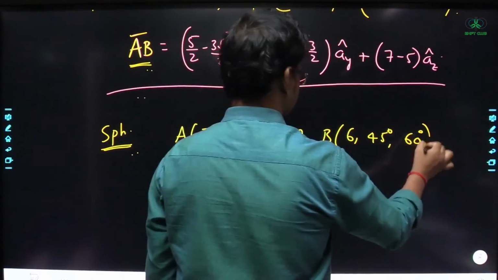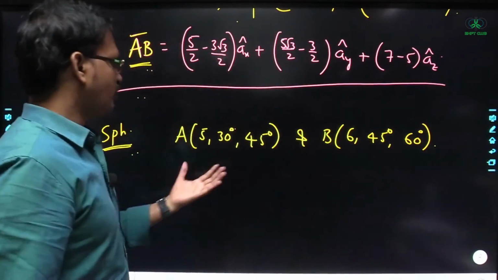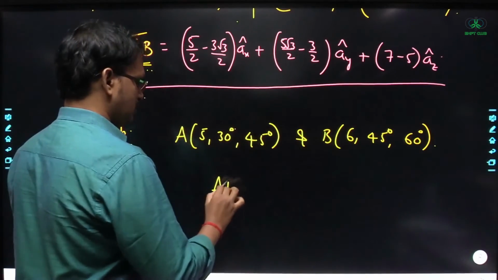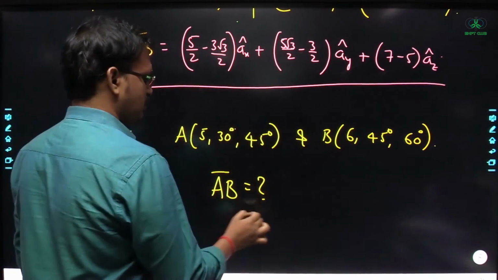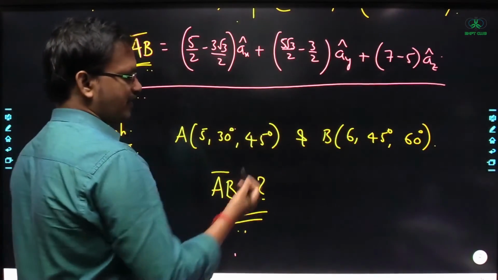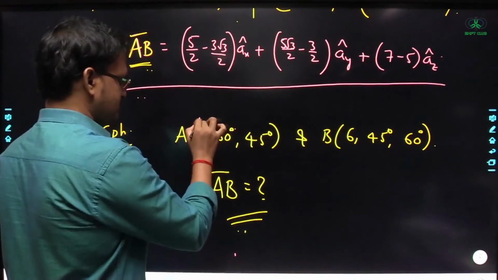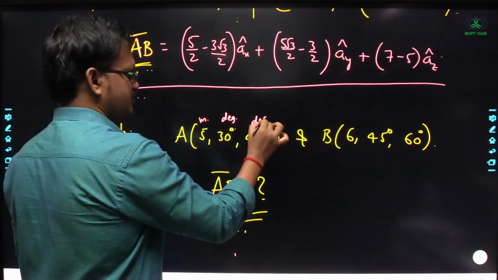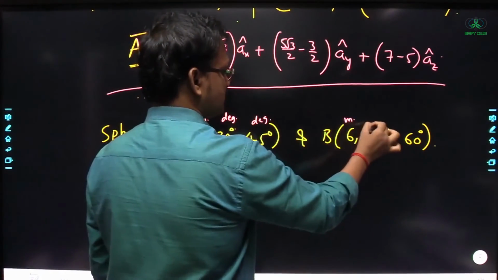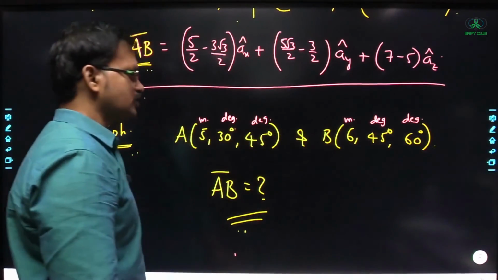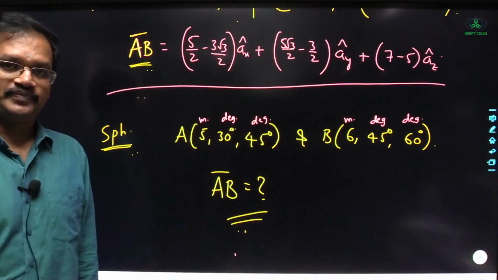So like this, if they have given the two points A and B, and they ask to determine AB bar, here also the units of all three coordinates are not the same. This one is in meters, this is in degrees, and this is in degrees. So the units of all three coordinates are not the same, right?